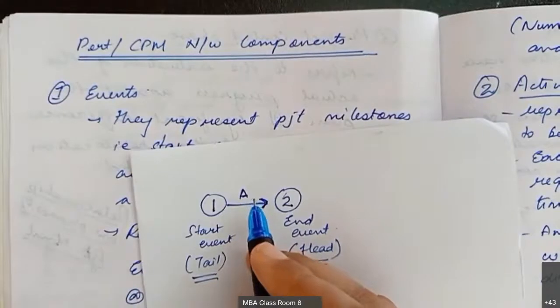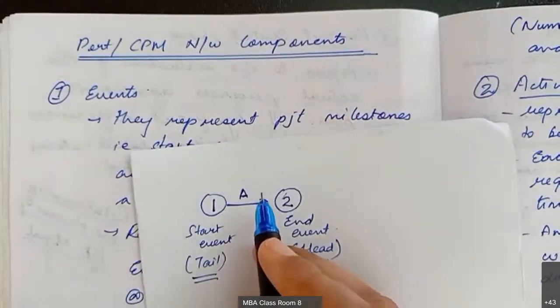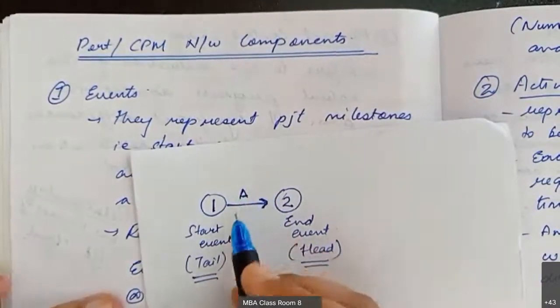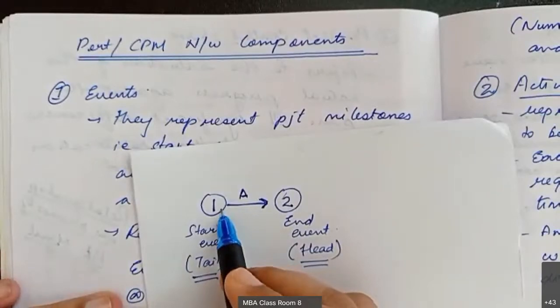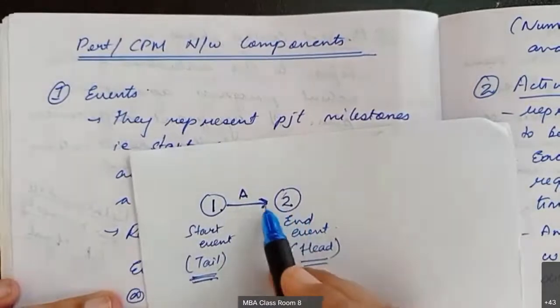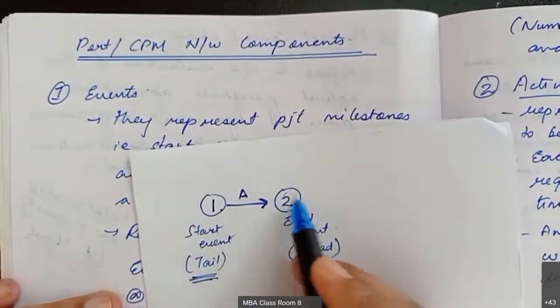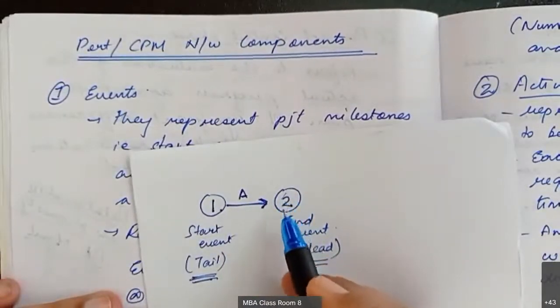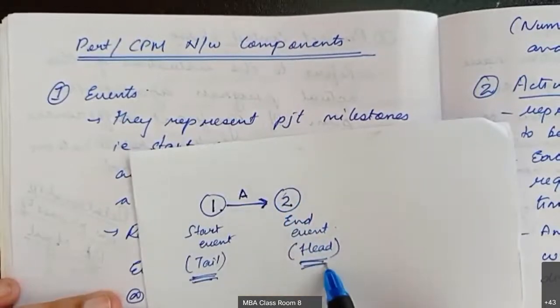For example, site inspection for dam construction. All these are the activities. The start of this activity is represented by the tail of the activity, and the end, once the activity is completed, we represent that also with a circle. That circle is called the head of this activity.